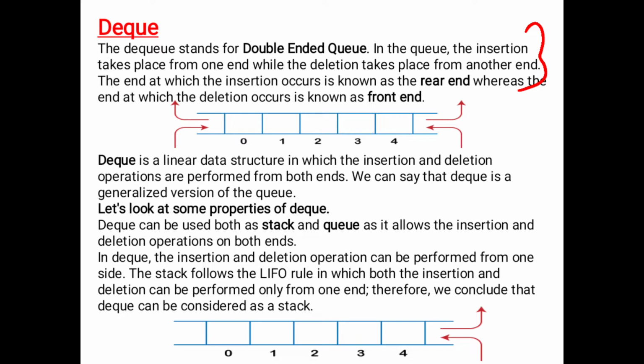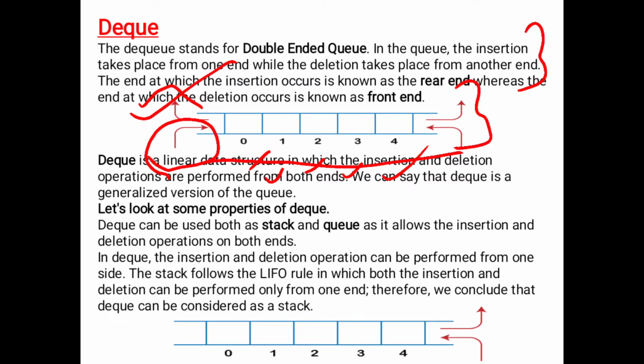Now, what do you mean by deque? A deque is a linear data structure in which the insertion and deletion operations are performed from both ends. This diagram represents a deque. Here you see a queue format, with elements 0 1 2 3 4 arranged in order. The arrow marks represent operations: the up arrow is used to delete an element, and this arrow represents inserting an element into the queue.